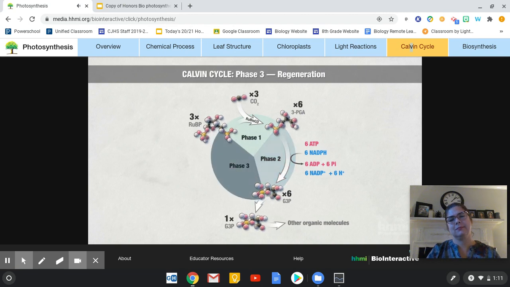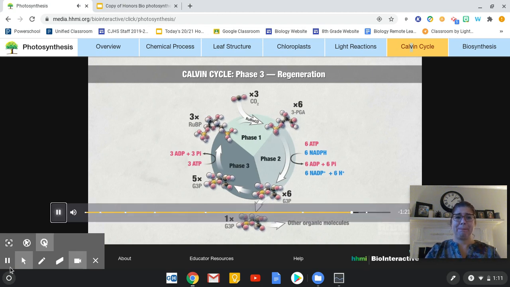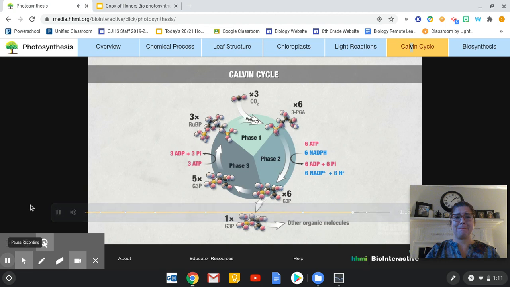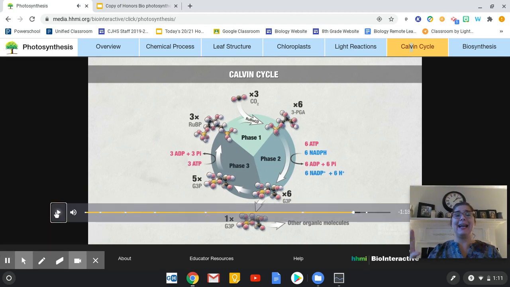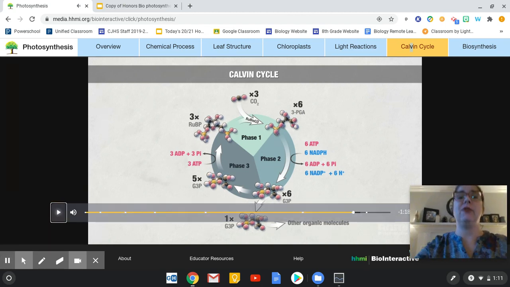In phase 3, the regeneration phase, a large set of reactions use the other 5 molecules of G3P and energy from 3 molecules of ATP to produce 3 molecules of RuBP. With RuBP reformed, the process can start again. Okay, again, whoa, mind blown. There's a lot going on here.